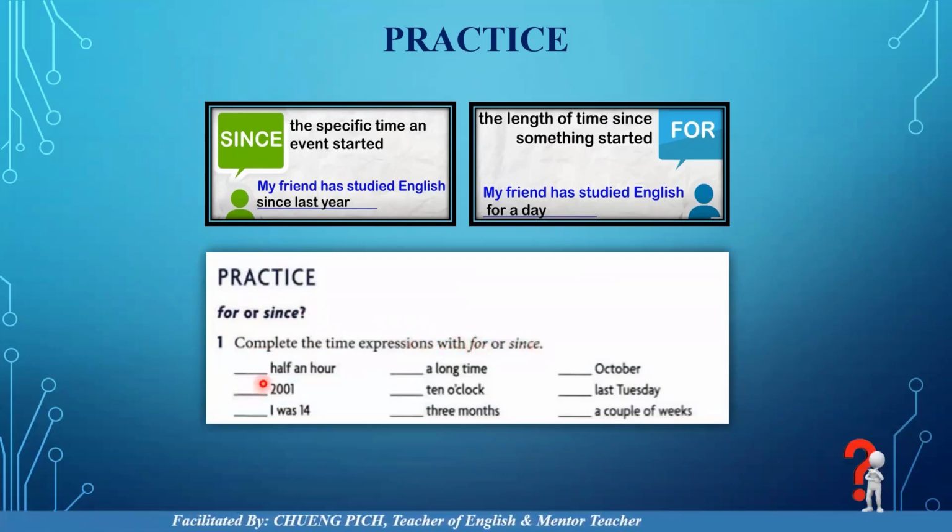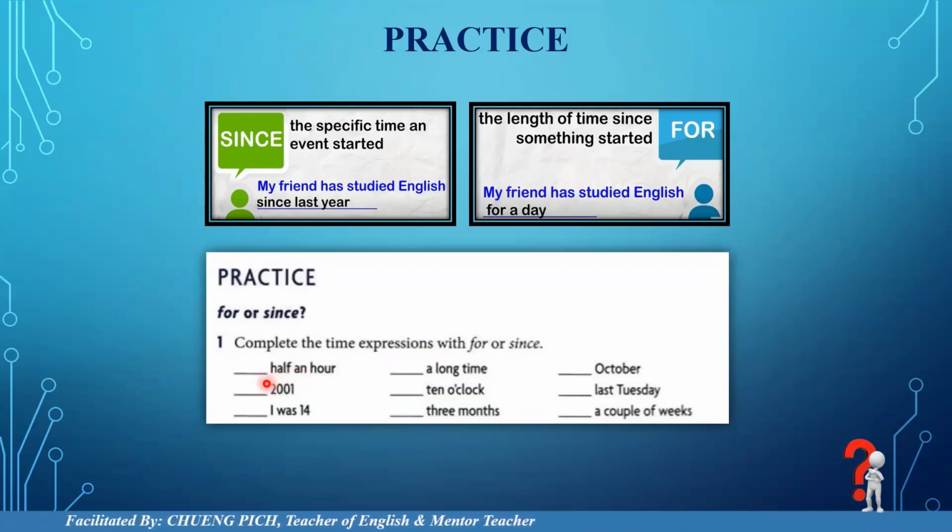All right. So we have half an hour, 2001, I was 14, a long time, 10 o'clock, 3 months, October, last Tuesday, a couple of weeks. So the answer for that, I'm going to share. I'm sharing right now. So half an hour.